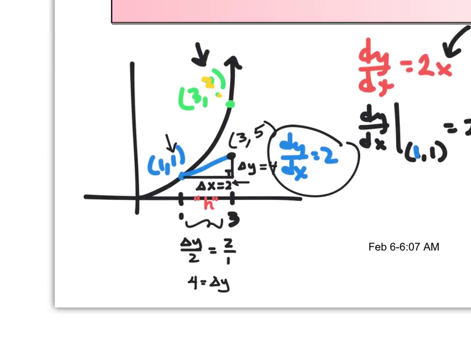Now, the function that I gave you here was y equals x squared, and you might have been thinking that the whole time. What would the actual value be there? It'd be 9, so it's off by a pretty significant amount. Okay? So let's just talk through what we just did.